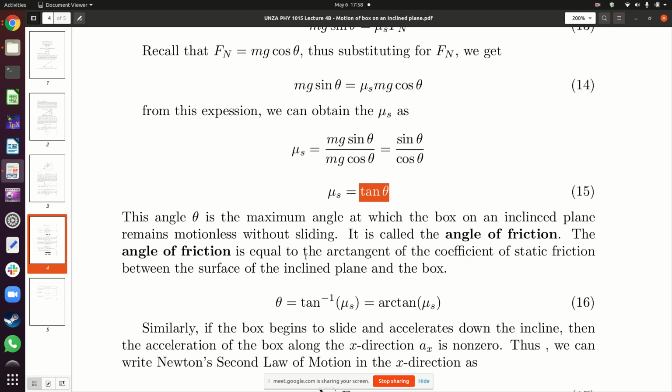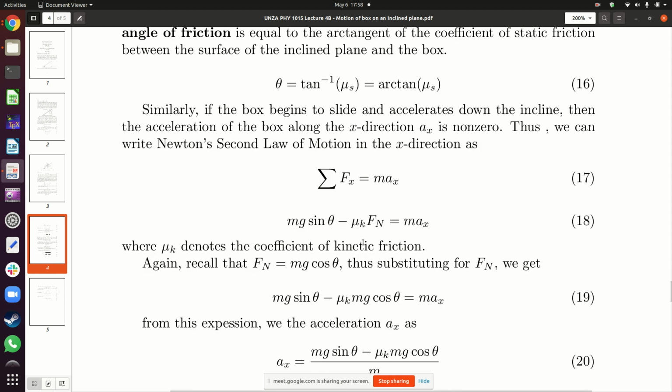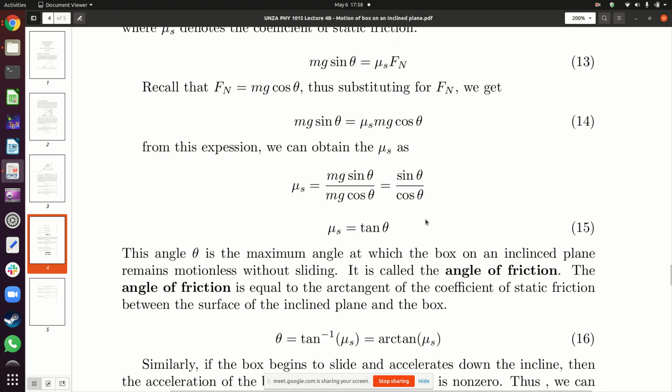Yes. Any other questions? Yes, there's a question. Go ahead. How did you come up with the equation for tan theta for static friction?